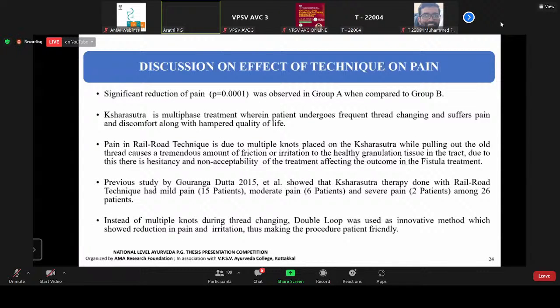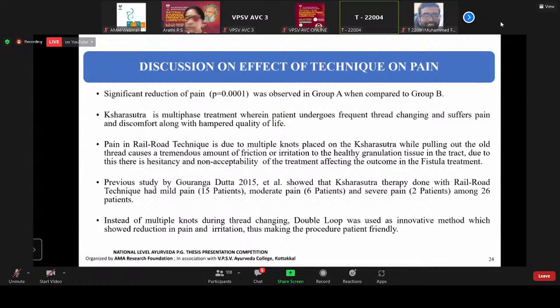Discussion on the effect of technique on pain. Significant reduction of pain, that is P equal to 0.001, was observed in group A when compared to group B. Kshar Sutra is a multi-phase treatment wherein patients undergo frequent changing and suffer pain and discomfort along with hampered quality of life. Pain in the railroad technique is due to multiple knots placed on the Kshar Sutra; while pulling out the old thread it causes a tremendous amount of friction or irritation to the healthy granulation tissue in the tract. Due to this, there is hesitancy and non-acceptability of the treatment.